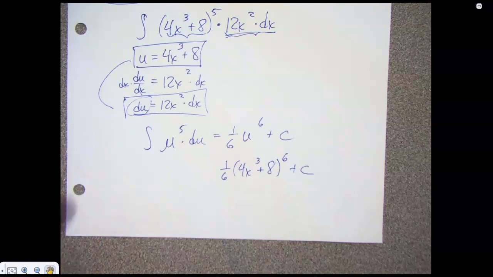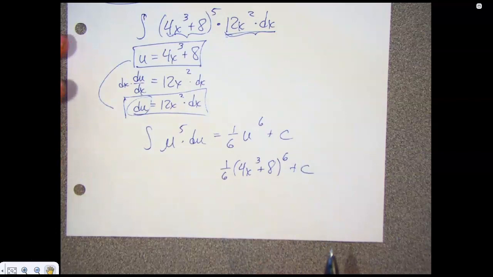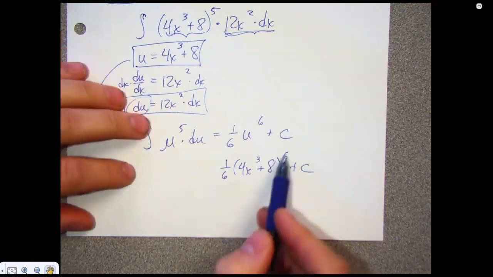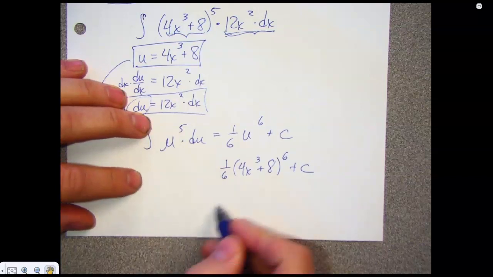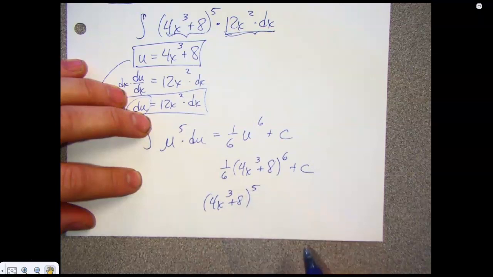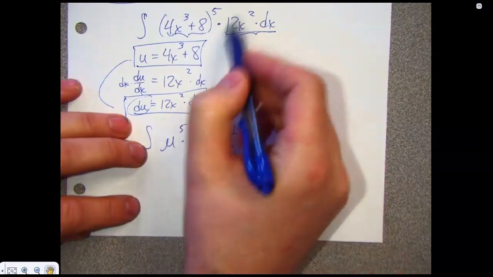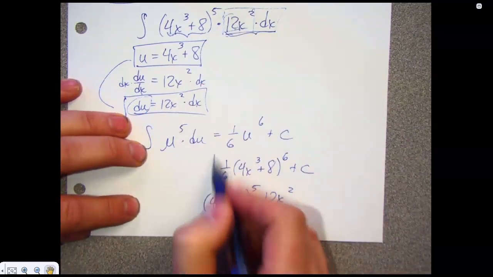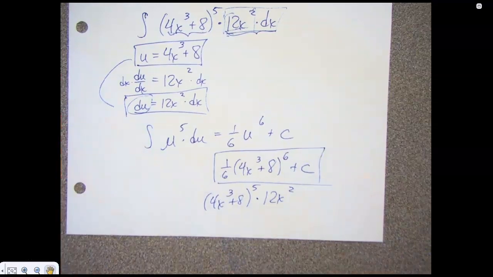So, we can always check it. If we take the derivative of this, what should we get? We should get the same thing we started with, right? So, bring down the 6 times 1 6, what happens there? Cancel out. And the 4x to the third plus 8, you reduce the power by 1. You multiply by the derivative of the inside. And that's what we start with. So this 12x squared basically ends up disappearing, which makes everybody uncomfortable, even though everyone was totally cool with it when I made it disappear.